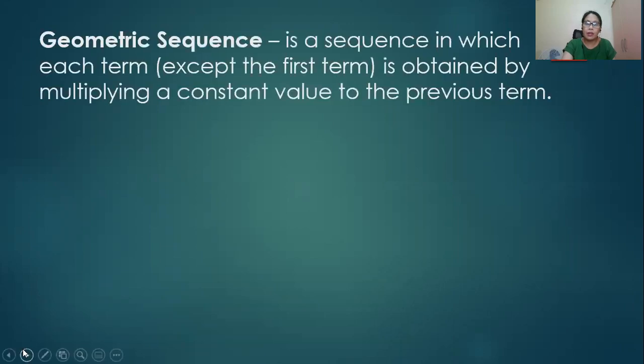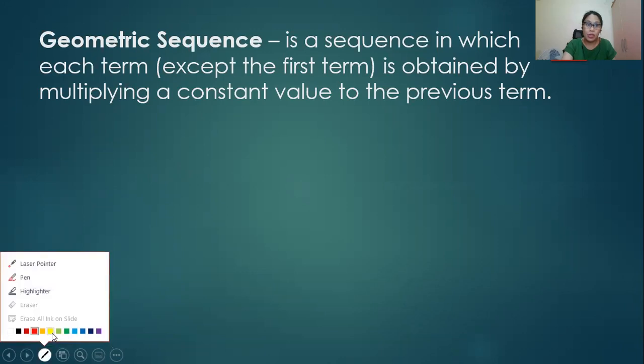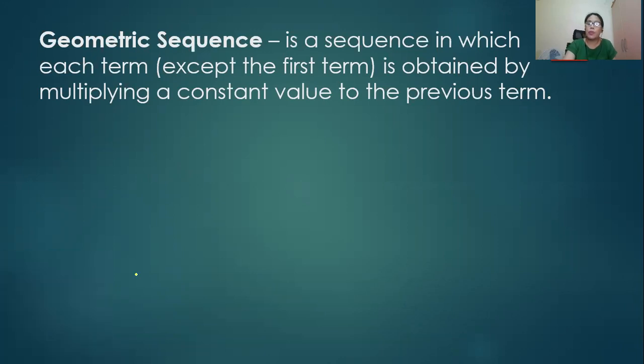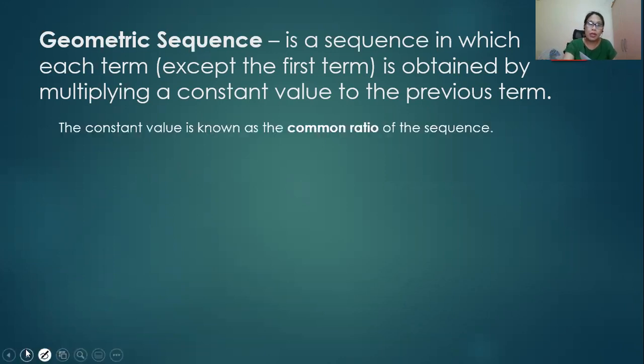Hi everyone, I'm going to discuss geometric sequence for today. And when we say geometric sequence, it's a sequence in which each term, except the first term, is obtained by multiplying a constant value to the previous term. And that constant value is what we call the common ratio. And in our discussion, we will denote the common ratio by small r.